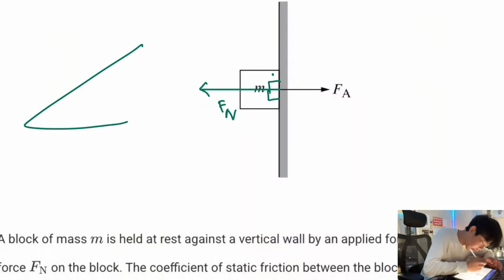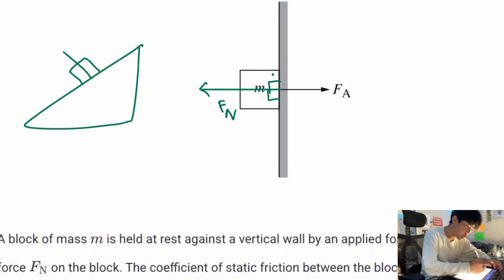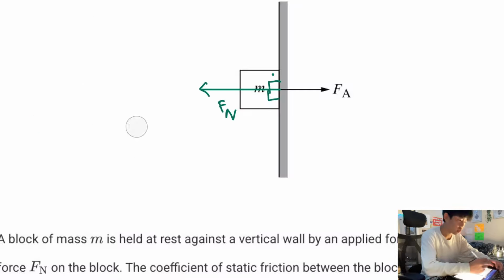Okay, and let's say if it was like this, and there's a box like this, the normal force is going to be this way. It's not going to be this way. Do we get it? It's always going to be perpendicular to the wall that it's resting on. Okay, anyway, next.